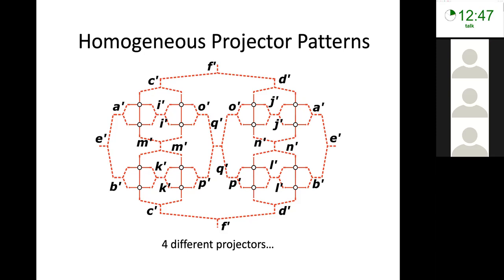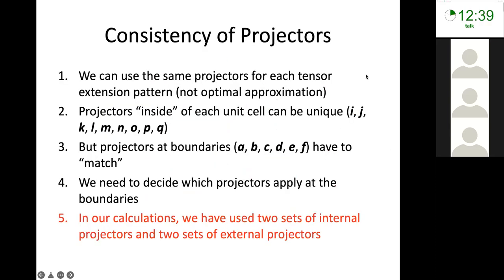So let's discuss the consistency of projectors. So the simplest idea would be to simply obtain either homogeneous or non-homogeneous projectors, or any kind of projectors obtained from any pattern, and then just recycle them and apply them to other patterns. And this would satisfy the restriction that the projectors on the boundaries have to match. However, this is actually not a very optimal approximation.